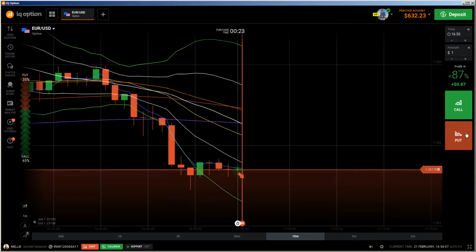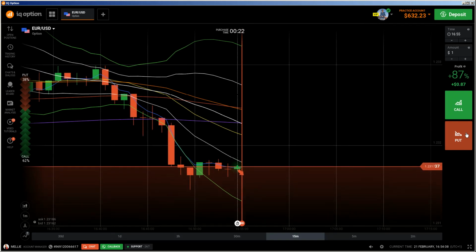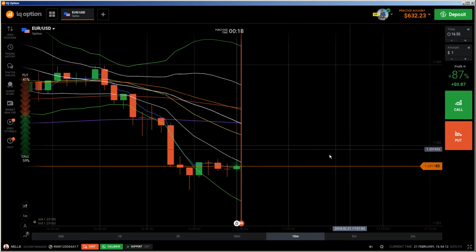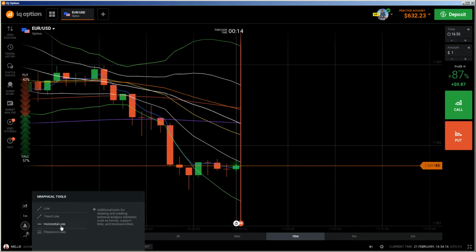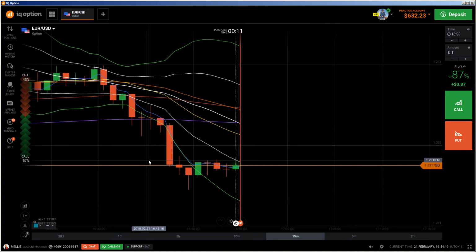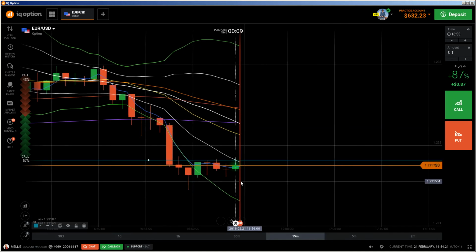So let me see if I can show you some trades now. I want to do a put trade here, but it looks like a double bottom. So I don't do any put. I'm going to wait until it's clear what the market is going to do.